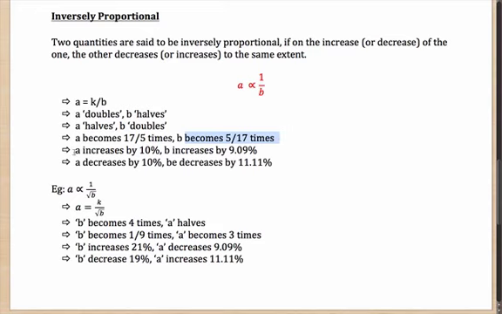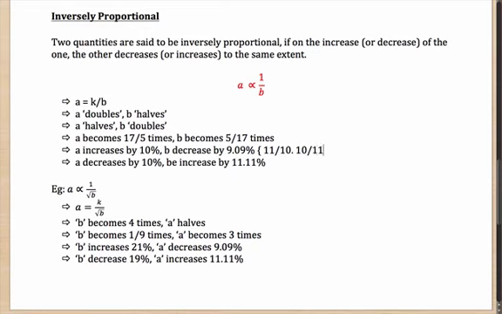So how about this one? When A increases by 10%, then B should decrease. Okay? And B should decrease by how much? That is the question. Should it decrease by 9% or 10%? Well, think of it this way. When A is increasing by 10%, that means A is becoming what? A is increasing by 1 by 10, or you can say that A is becoming 11 by 10 of the original. If A is becoming 11 by 10 of the original, B will become 10 by 11 of the original.